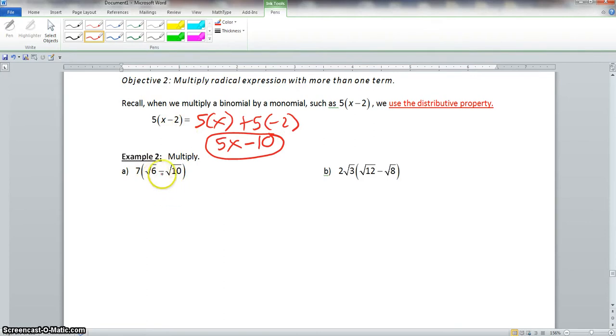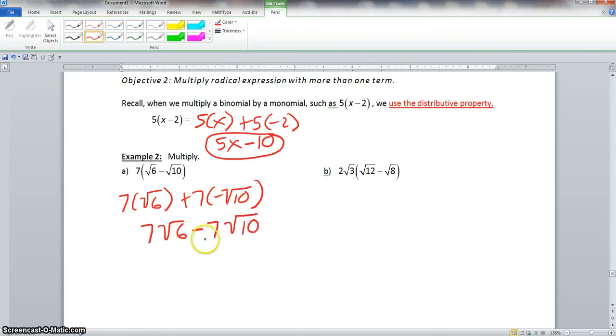So we apply that to these radical problems. We would take this 7 and multiply it by what's inside the parentheses. So we have 7 times the square root of 6 plus 7 times the negative square root of 10. 7 times the square root of 6 is 7 square root of 6. 7 times the negative square root of 10 will give us minus 7 square root 10. Now, they do not have a common radicand. Their indexes are the same, but they do not have a common radicand. And that is the final answer, because they do not have any perfect squares you can pull out either.